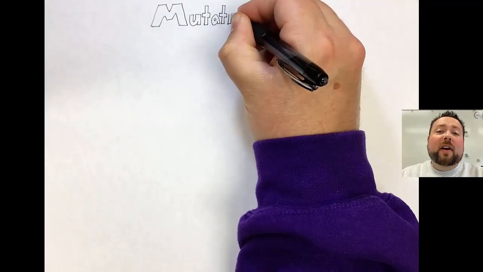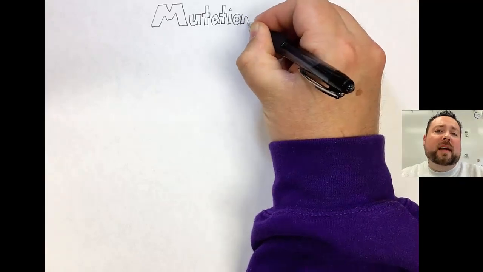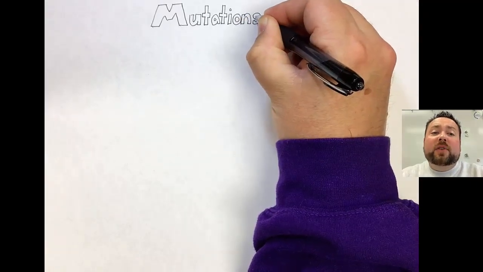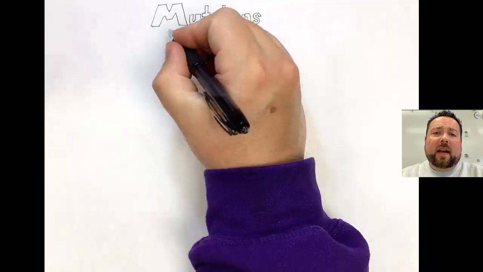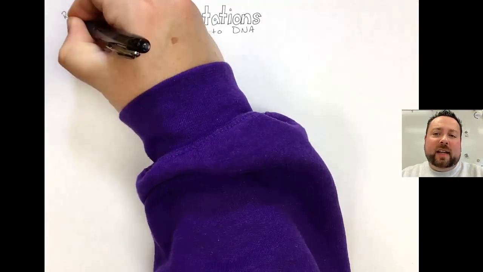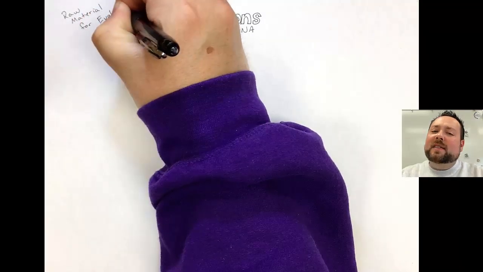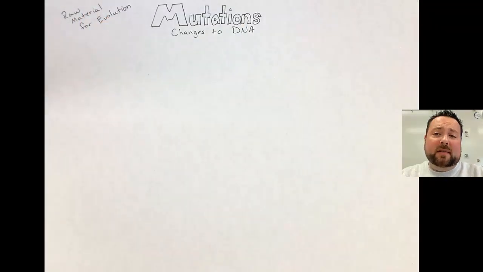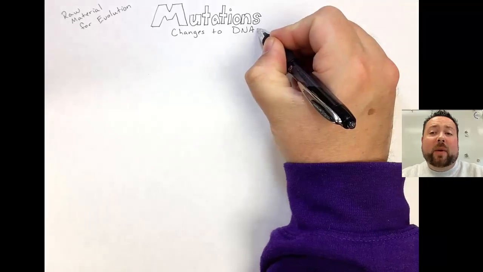Today we're taking a look at mutations. Mutations are a very important part of the way that DNA functions. It is the raw material for evolution. In order for organisms to change, they have to mutate, they have to get changes to that DNA. Now this can happen in one of two ways. This can happen because of a replication error.